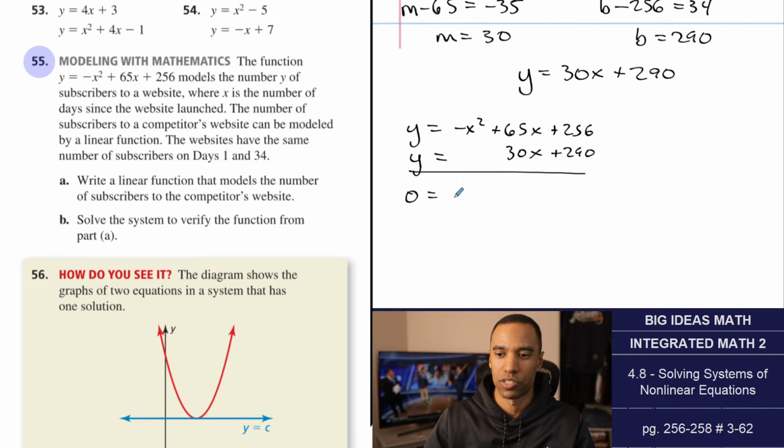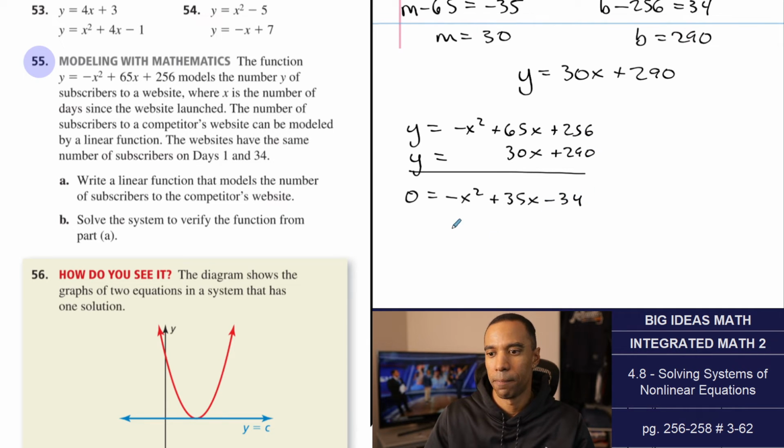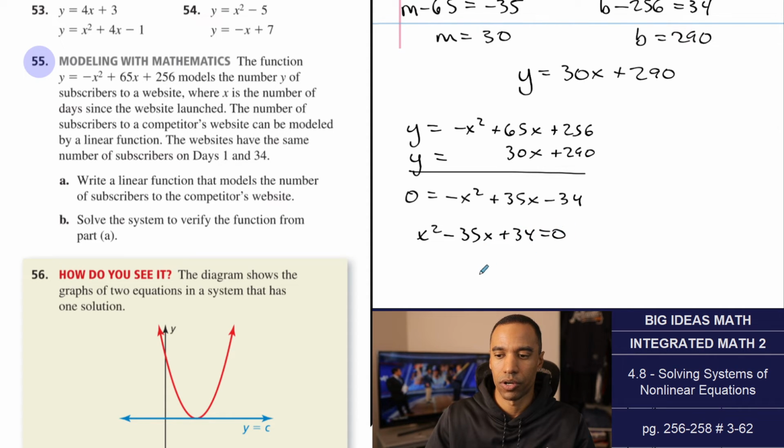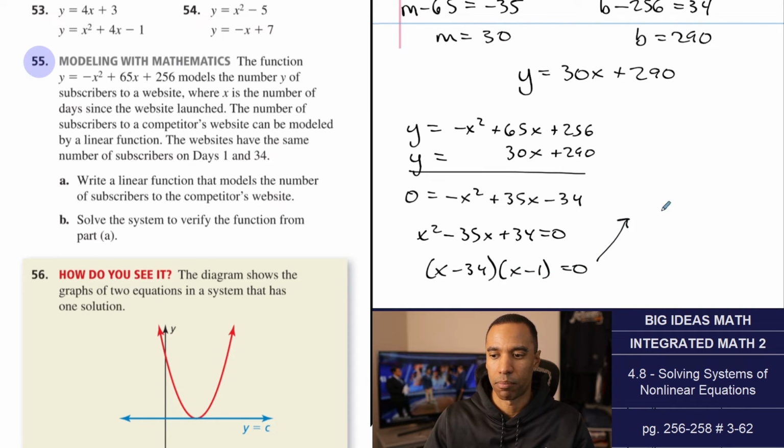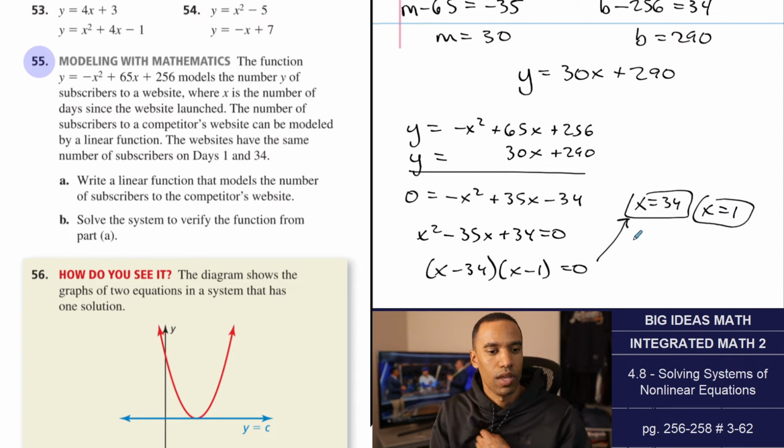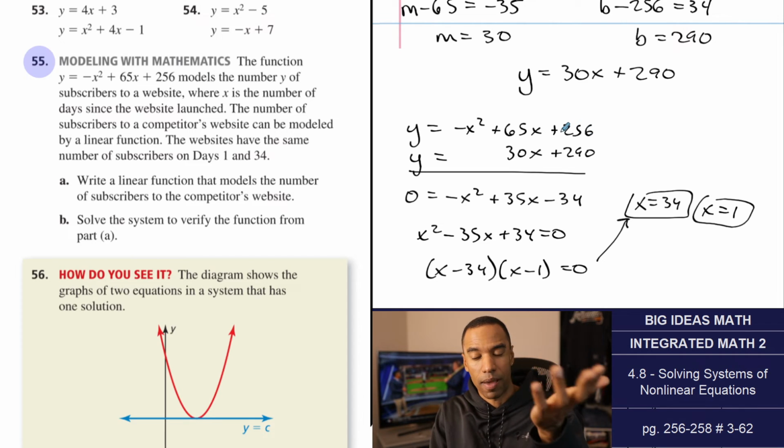If we subtract, we're going to say 0 is negative x squared plus 35x minus 34, or x squared minus 35x plus 34 equals 0. This factors to (x minus 34)(x minus 1). Using zero product property, we can say x equals 34 or x equals 1. Okay. All right, that verifies it, because obviously I worked backwards to get there.